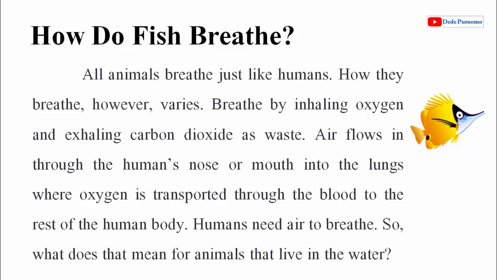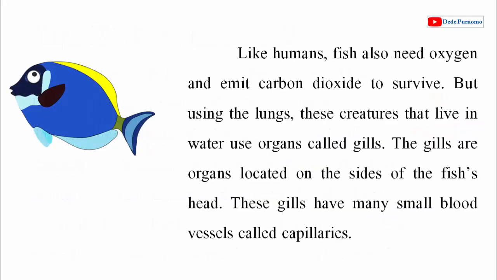So, what does that mean for animals that live in the water? Like humans, fish also need oxygen and emit carbon dioxide to survive. But instead of using lungs, these creatures that live in the water use organs called gills. The gills are organs located on the sides of the fish's head. These gills have many small blood vessels called capillaries.